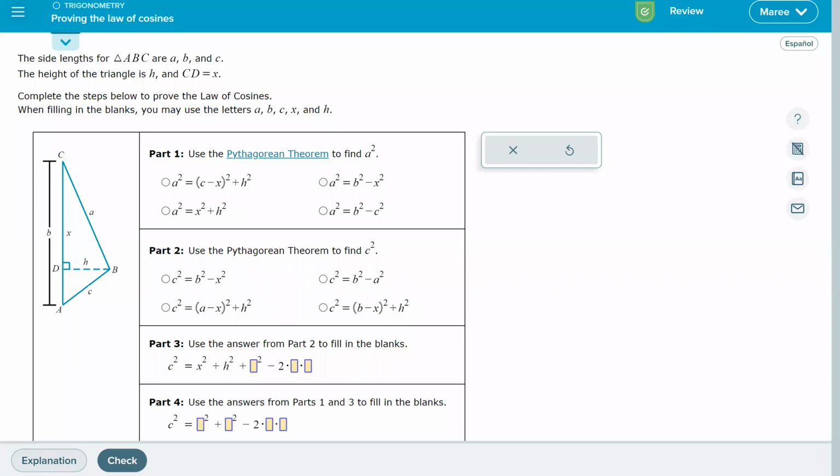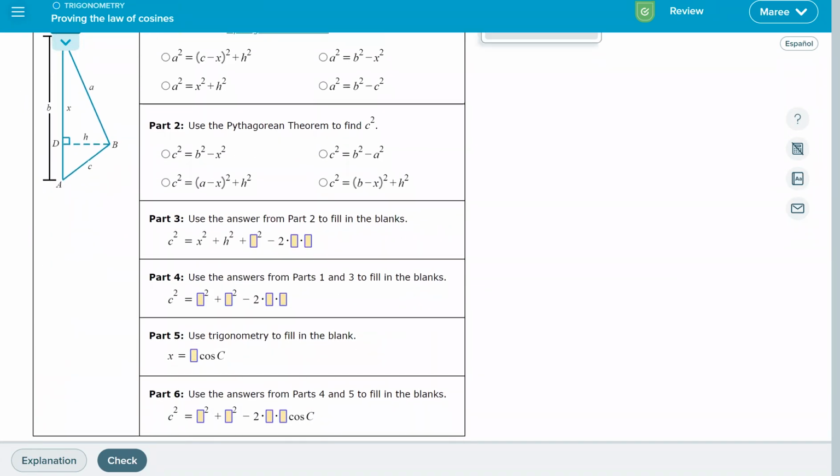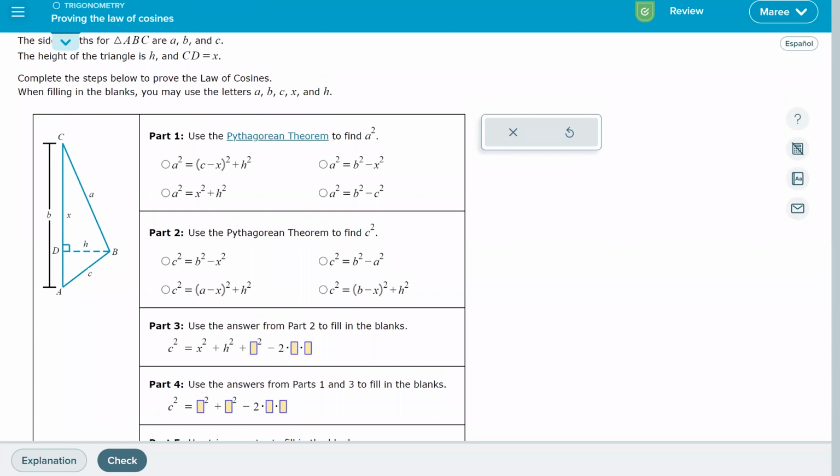In this lesson, we're going to be proving the law of cosines. What we need to do is fill in the blanks here. We want to remember that cosine is a fraction of the adjacent leg over the hypotenuse. We usually just write a capital C right there to remind us. So, okay, let's begin.